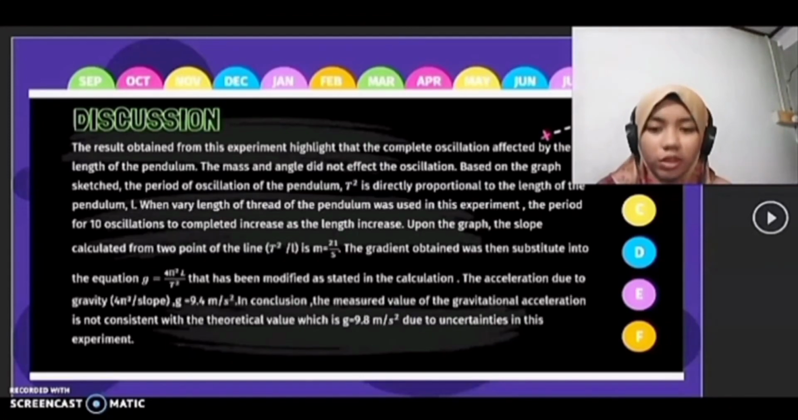In conclusion, the measured value of the gravitational acceleration is not consistent with the theoretical value, which is G equal to 9.8 meters per second squared, due to uncertainty in this experiment.